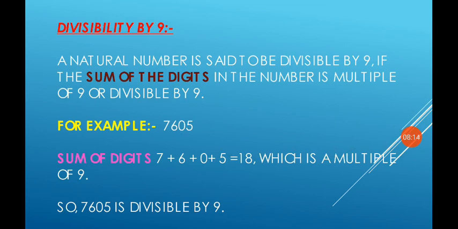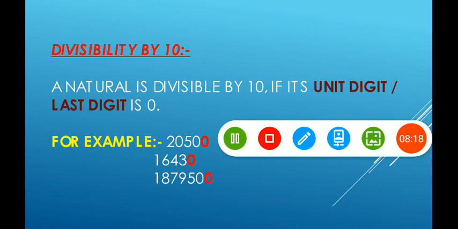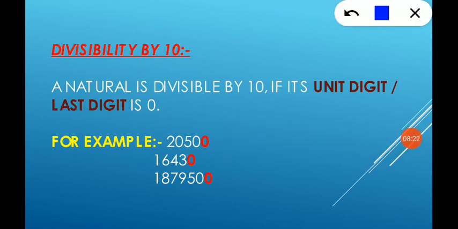Okay, next we have divisibility by 10. This is also the same as divisibility by 5, but in 5 we have 2 options for the last digit, that is 0 or 5. But if you think about 10, then the last digit should be 0 only, or the unit place digit should be 0 only. If it is any other digit, it will not be divisible by 10.